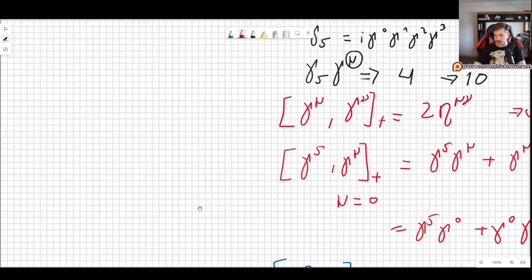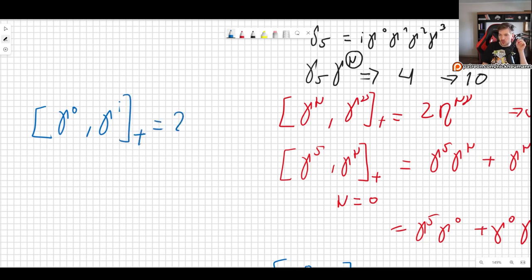So the Clifford algebra, this time for gamma 0 and gamma I. We want to know if gamma zero commutes or anti-commutes. This is the anti-commutator, so that's what we're checking here. We want to know what is the deal with gamma zero and gamma I, with I being 1, 2, 3. You could do this for the separate cases, gamma zero gamma one, gamma zero gamma two, gamma zero gamma three, but gamma 1, 2, and 3 all behave in the same way.